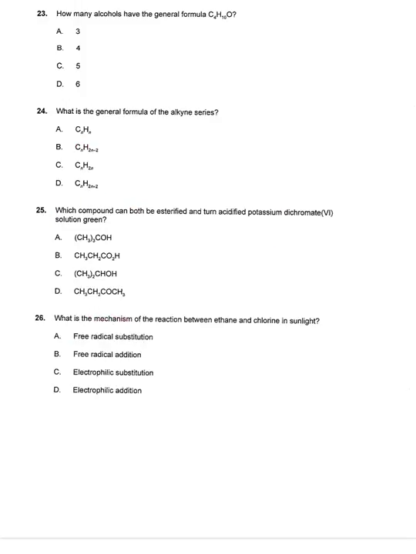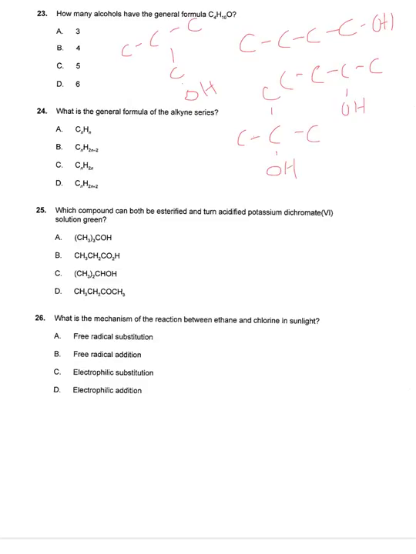23, how many alcohols have the general formula C4H10O? So if I look at this, I could put all 4 carbons together and put the OH at the end, or I could put the OH on the second carbon. And then I also can branch this, and I could put the OH on the end of one of those branches, or I could put the OH on the center atom. So I'm coming up with a total of 4.